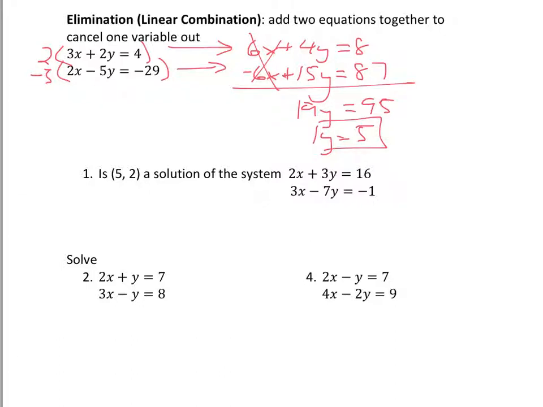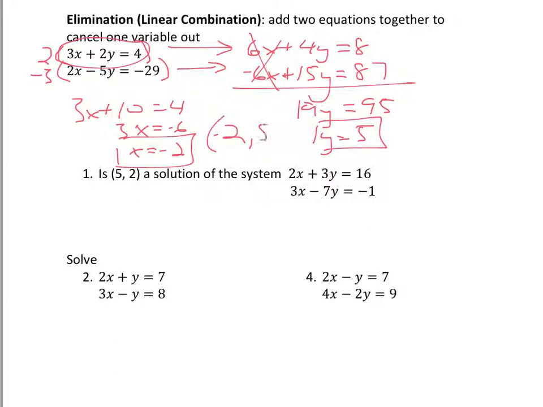Okay, once we get y equals 5, now we can pick any of these equations to plug y back in and solve for x. So I'm just going to use the first one, this one up here, because it's got the smallest numbers, but you could use any of them, you always get the same answer. So we have 3x plus 2 times y, which is 10, equals 4. 3x equals negative 6, x equals negative 2. So the answer is negative 2, 5. Or x equals negative 2, y equals 5.